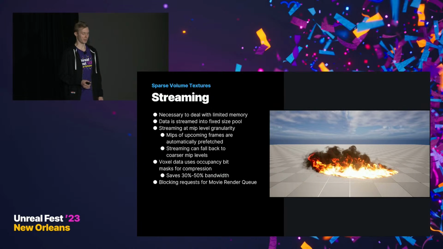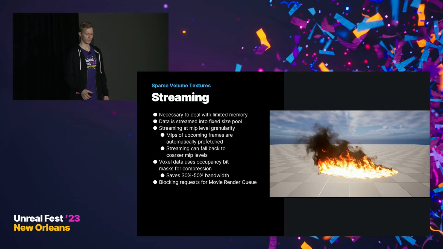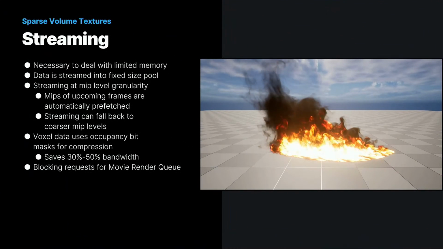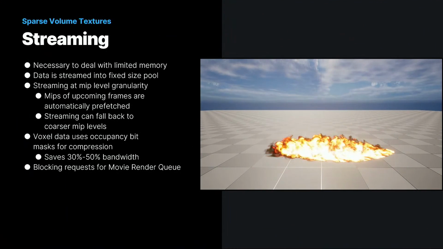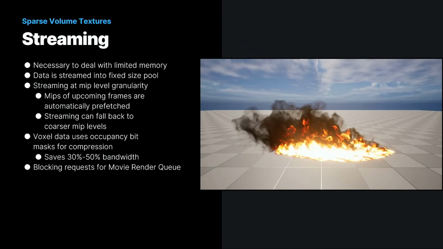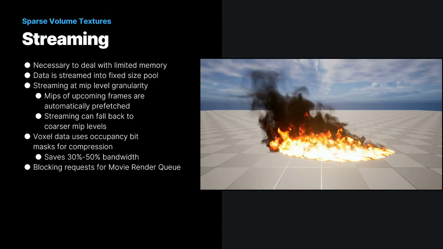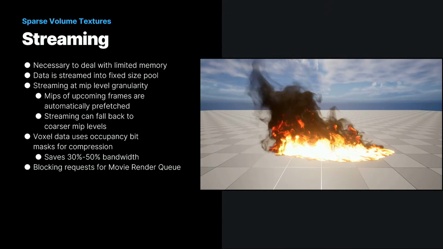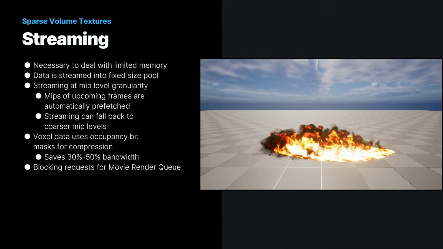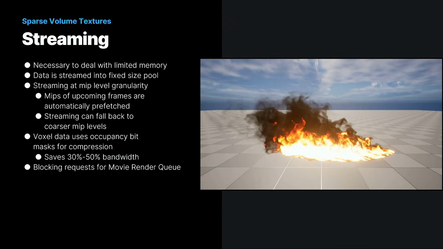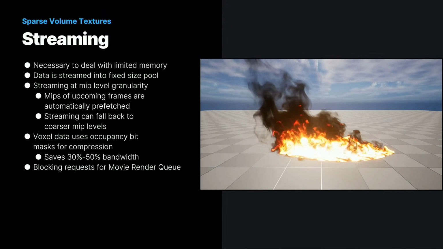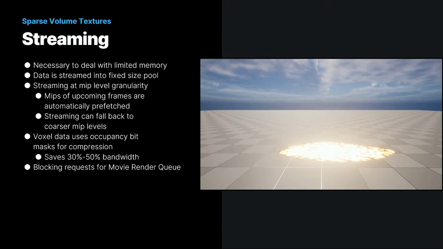Now, let's talk about streaming. Streaming is absolutely necessary to deal with the limited memory we have on the GPU. In addition, there are also allocation size limits imposed on us by the graphics API. So unless we have fairly small volumes and short sequences, we can't keep all the data in memory at the same time. Voxel data is streamed into pre-allocated tile data textures. So at any time, there are likely multiple frames of a given SVT sharing the same tile data texture.